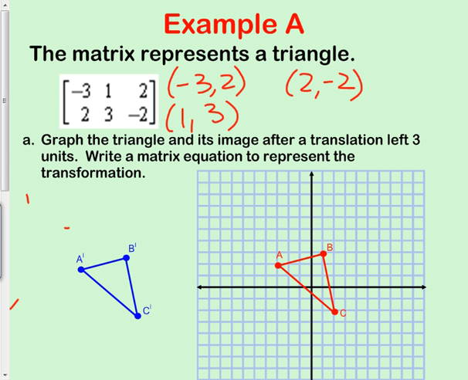So now part A asks us to do a translation left 3 units. Do you remember when we graphed logs, and when we said left, what did that really mean? So now we have to reverse our thinking again. Whenever it says left or right, you're going to do it exactly as it says. So when it says left 3 units, you're actually going to move it 3 units to the left.